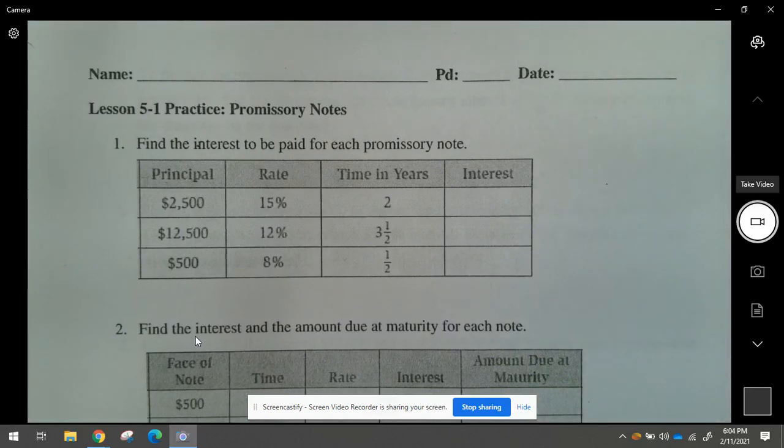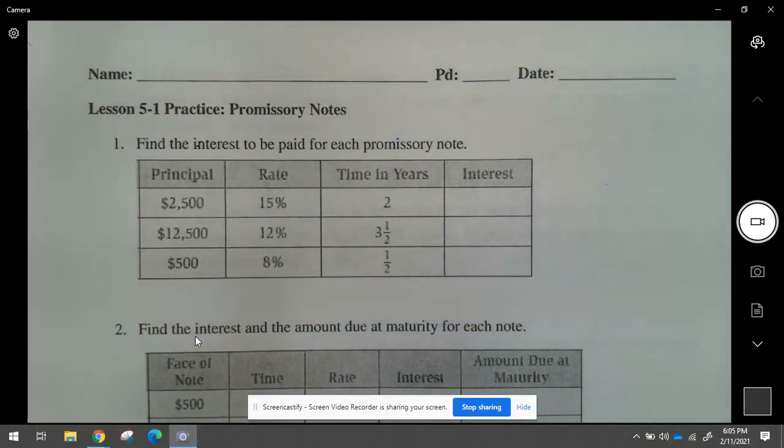Hi, Business Math. Today we're going to continue on with Lesson 5.1, Promissory Notes, and we're going to complete the practice. Hopefully you've done these problems and you're using this video to check your work and to make corrections as needed. So if you haven't done so, do one with me, hit pause, and then try some on your own, and then hit play and check your work to make sure you're doing it right.